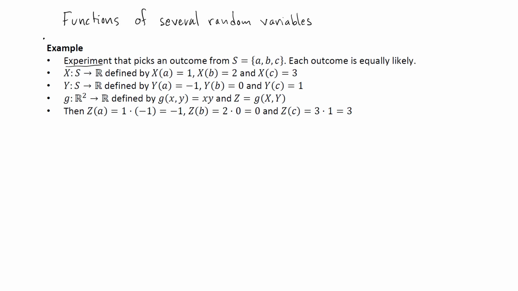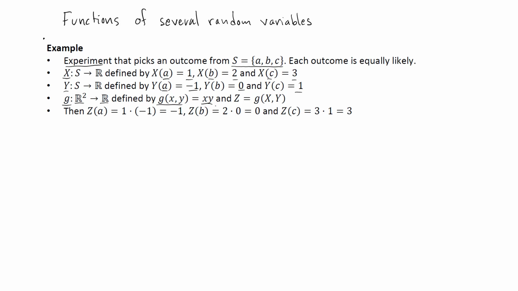I have an experiment. My sample space is A, B, C. To make it simple, each outcome is equally likely. My first random variable is called X, and it's mapping A to 1, B to 2, and C to 3. My second random variable is Y. It maps A to -1, B to 0, and C to 1. And finally, I have a function of two variables. So it maps from R2 to R. And in this example, it's a very simple function. G of X and Y is simply the product of X and Y.